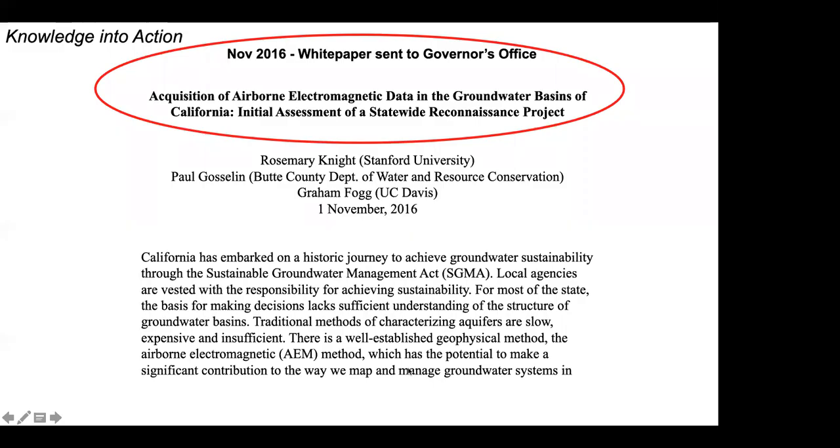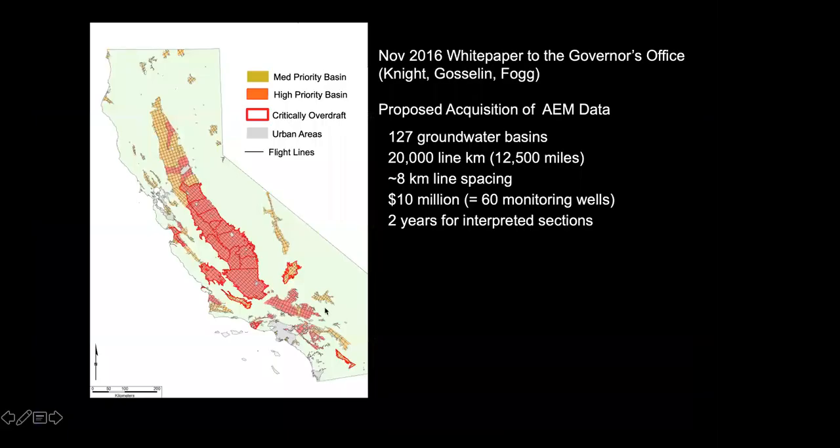Well, in 2016, I collaborated with Paul Goslin, a water manager in Butte County, and Graham Fogg at UC Davis, and sent a white paper to the governor's office. And we said, look, we need to do things differently. California has embarked on a historic journey to achieve groundwater sustainability. We said, there's this airborne EM method. We should be using it. We took the groundwater basins, we drew lines on this figure. We said, we can do this. We can cover with 20,000 line kilometers of airborne EM data, spend $10 million and you can do it.